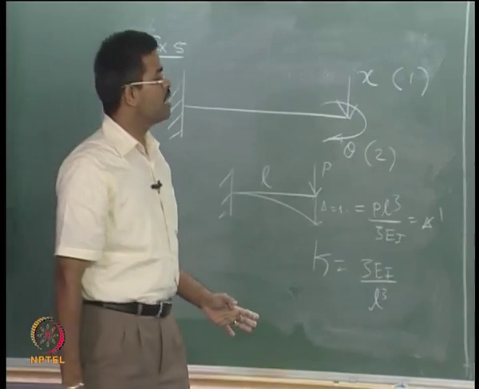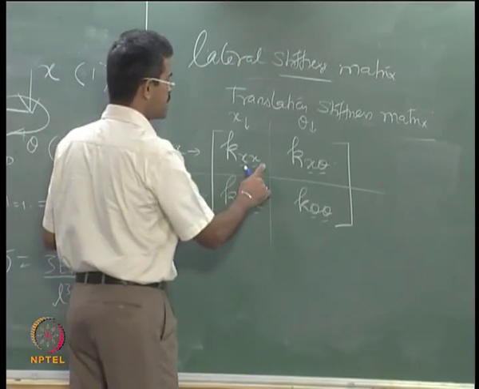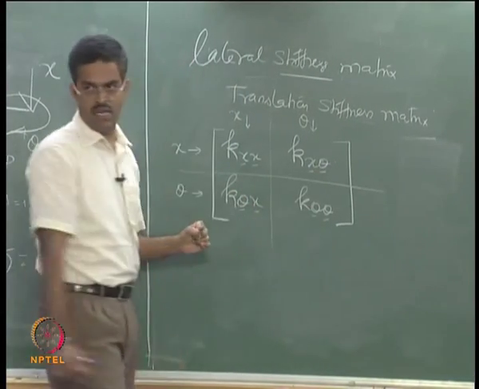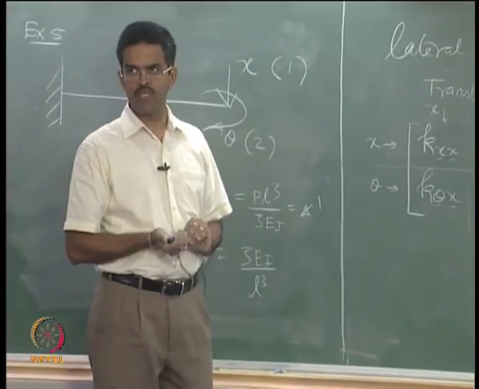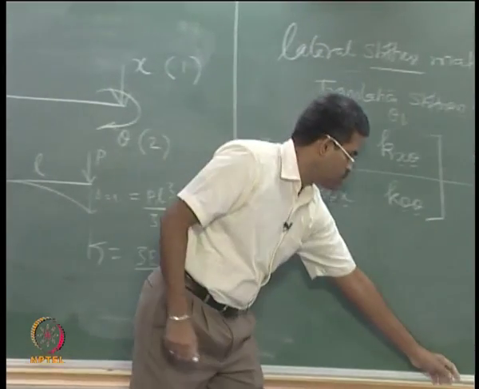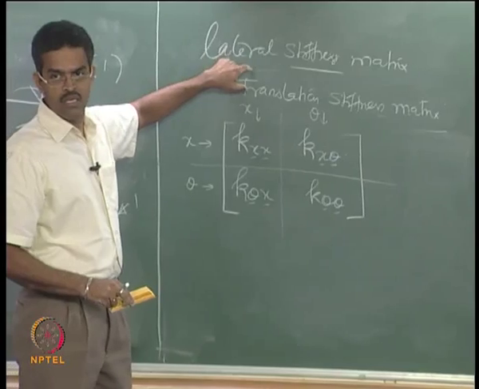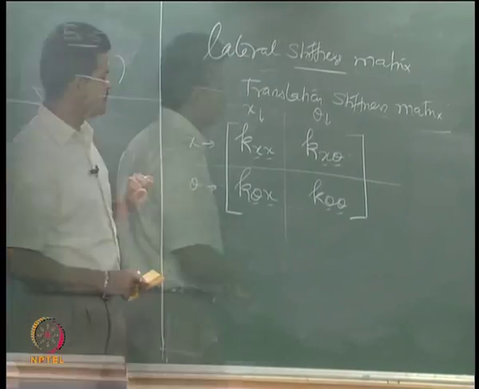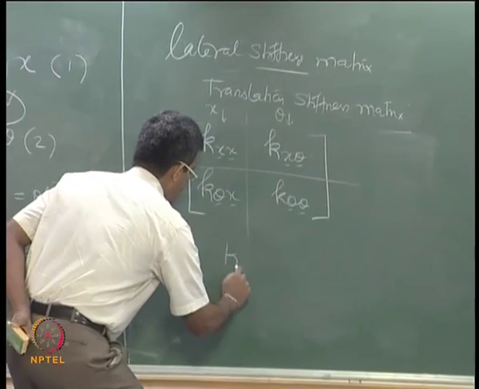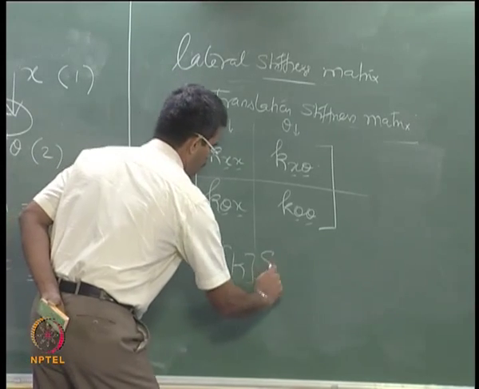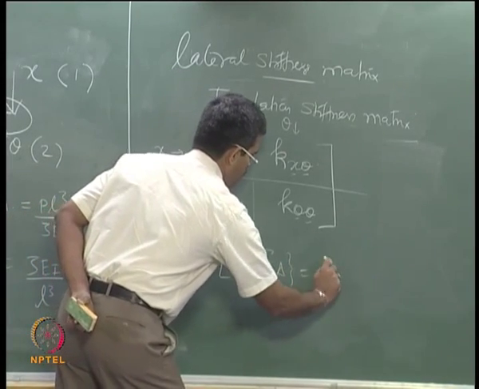Now my job is to get this kxx, kx theta, k theta x and k theta theta from first principles, and then ultimately get the lateral stiffness matrix. We all know already that stiffness multiplied by displacement will give me the force, okay.